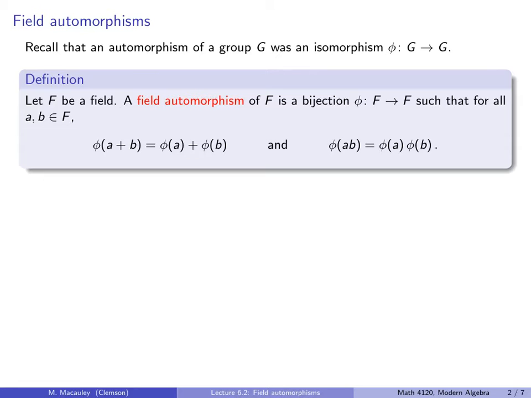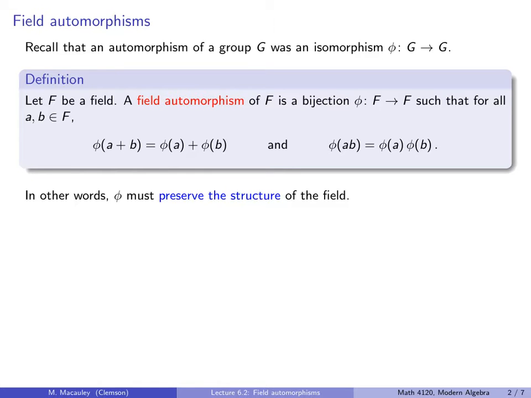Here's the formal definition. Let F be a field. A field automorphism of F, or just automorphism of F if it's understood that it's a field, is a bijection phi from F to F such that for all elements A and B in F, or just numbers in F as we often say, phi of A plus B equals phi of A plus phi of B, and phi of A times B equals phi of A times phi of B. In other words, phi must preserve the structure of the field.